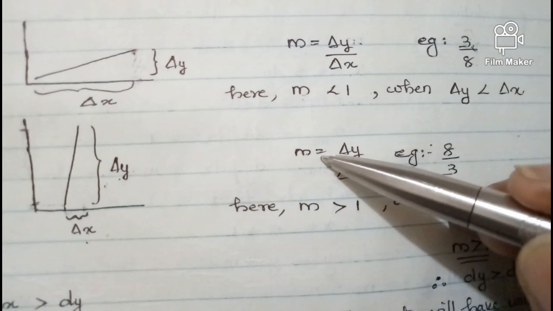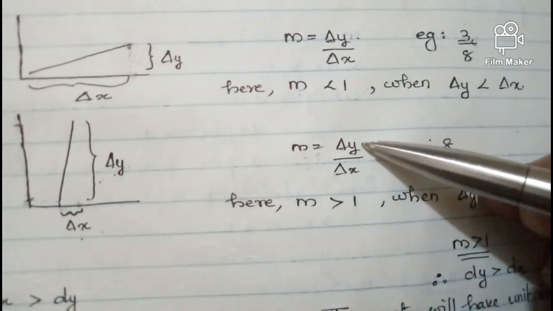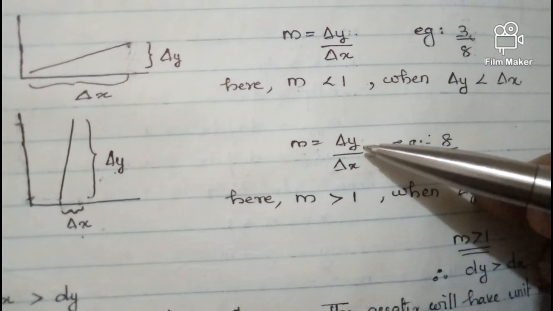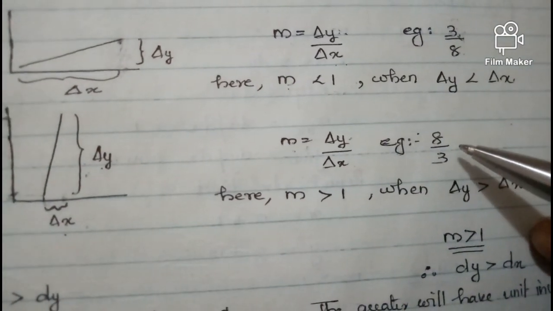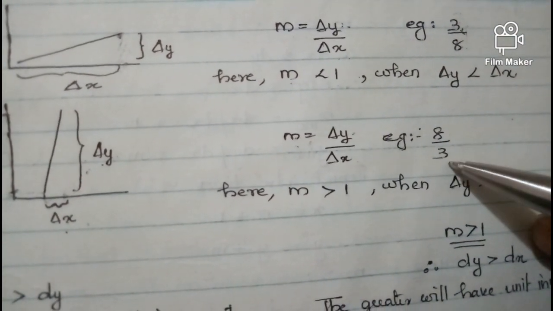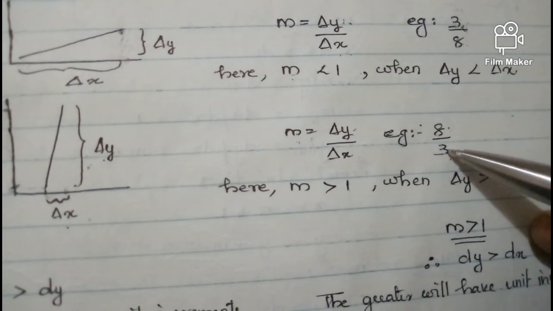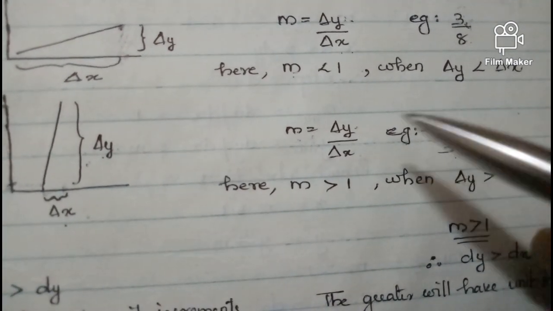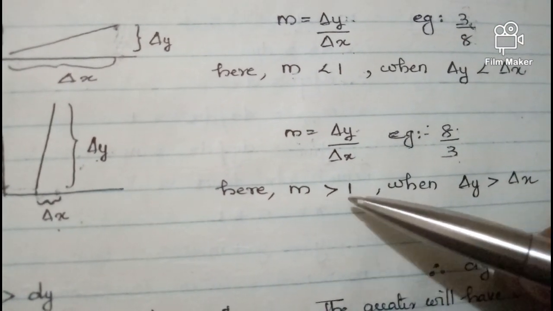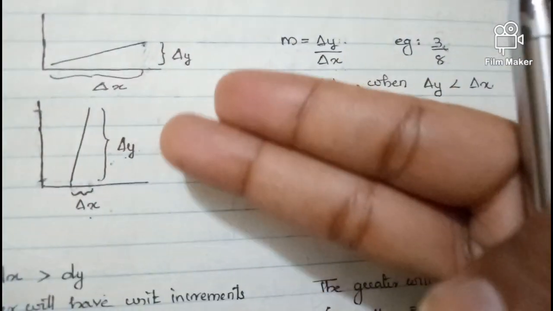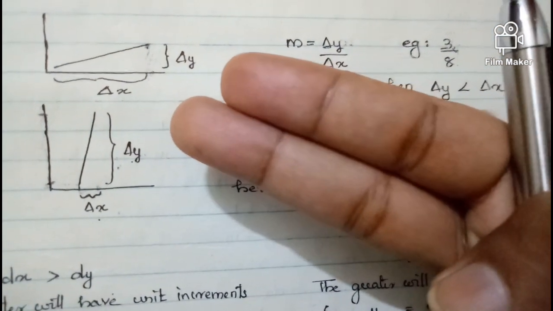Again, I am writing the equation for slope, m is equal to delta y by delta x, but here delta y is greater than delta x. Taking an example, let it be 8 by 3, where delta y is greater than delta x. In such a situation, when you calculate the value of m, definitely m will be greater than 1. So you learned two new rules.